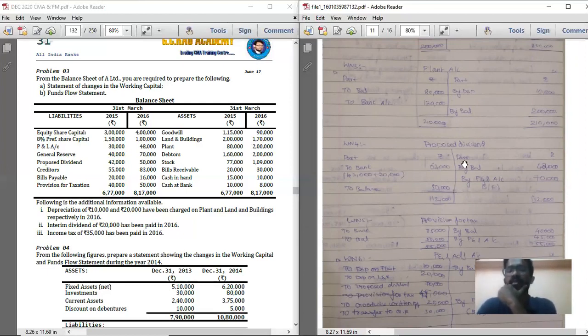So the balancing figure is nothing but how much is transferred from the P&L account. That is the balancing figure of 70,000. So this 70,000 you should take to the P&L adjustment account as proposed dividend 70,000.